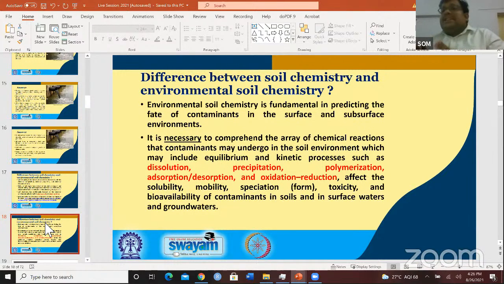Remember, these processes affect the solubility, mobility, speciation, toxicity, and bioavailability of contaminants in soil, in surface water, and groundwater. So this is how environmental soil chemistry is more specialized and separate from traditional soil chemistry, and this course will focus on these environmental pollution aspects.